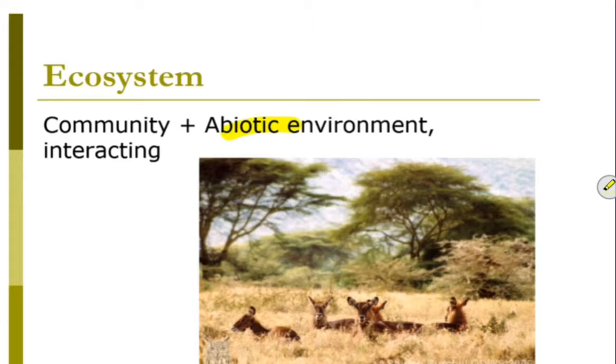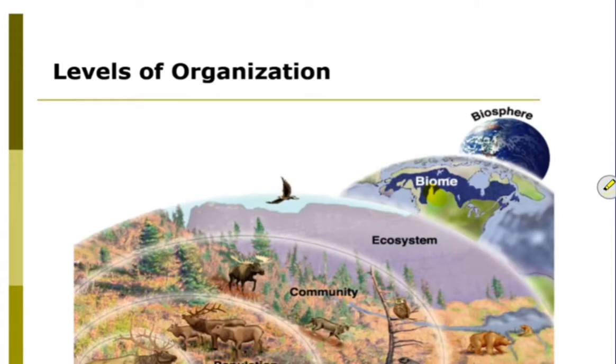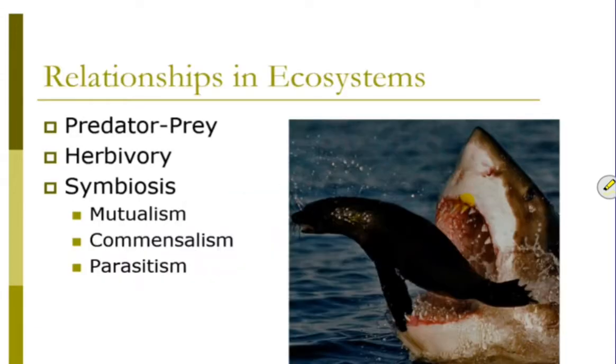When I add the abiotic environment, so rain, soil quality, temperature, when I add those factors in, then I call it an ecosystem. The living and the non-living parts are an ecosystem. And if I wanted to zoom out even more, we also have biomes and the biosphere. These are the relationships that we're going to study. This is what we're going to work on today and Wednesday.